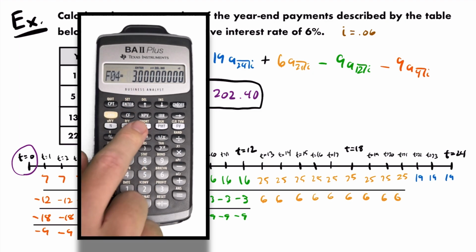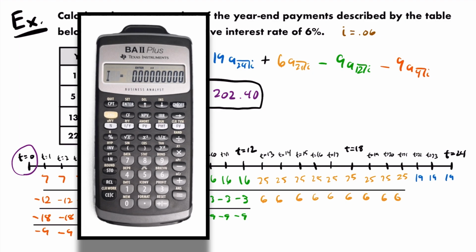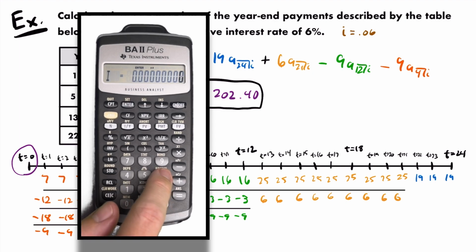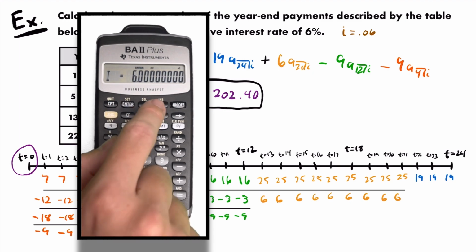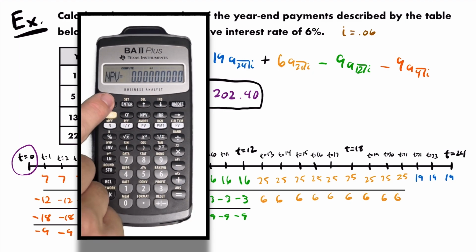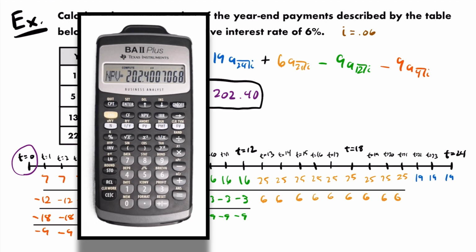Go to the NPV button or press that. And then you want to put in your interest rate. In this case for us, it's 6%. So we'll do 6, enter. And then if you go down, you can hit compute net present value. And would you look at that? We got the same answer of $202.40. Pretty neat, right?